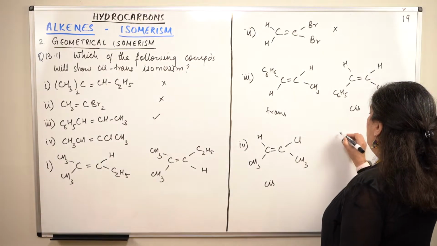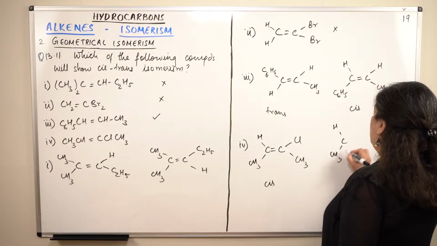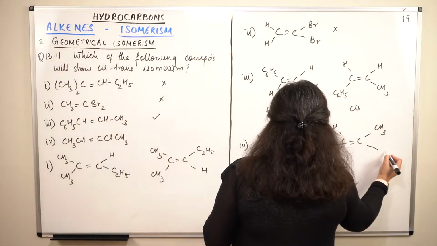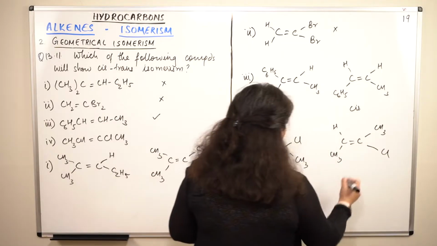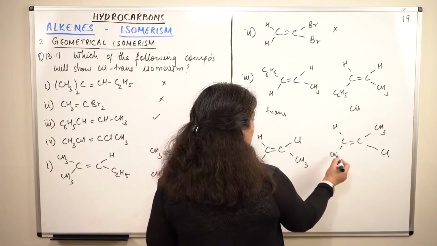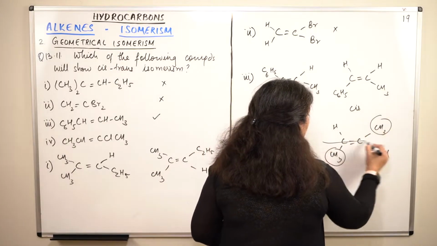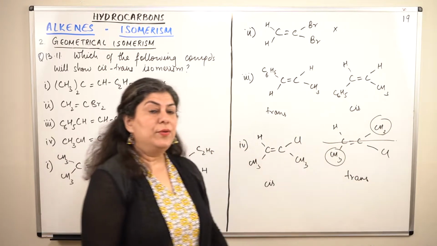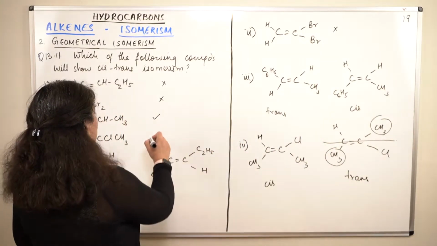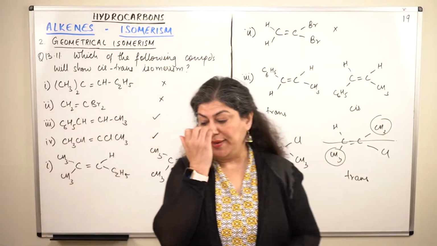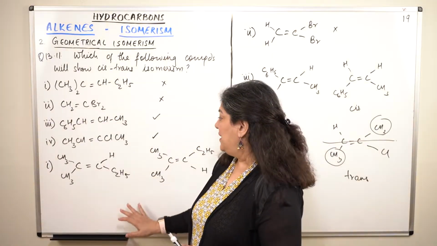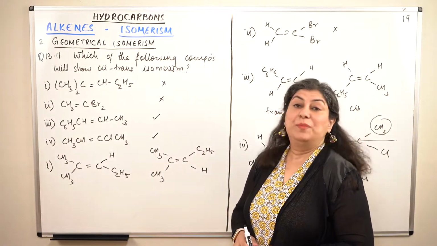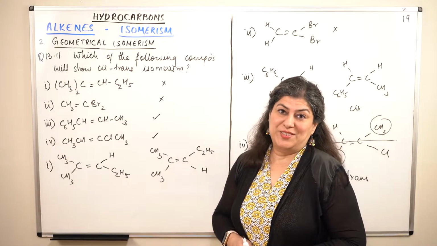So I'll have CH3 double bond C, and I'll have CH3 on this side and Cl on this side. So here both the CH3s are falling on opposite sides of the double bond. So this is the trans isomer. Okay, so yes, this fourth compound will also show cis-trans isomerism, right? So these were the two solved examples, and now give me a moment to write down the exercise question.